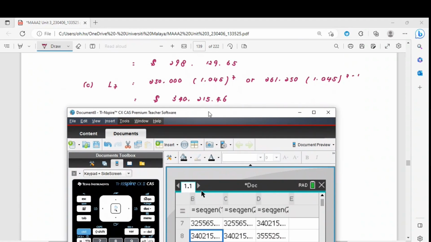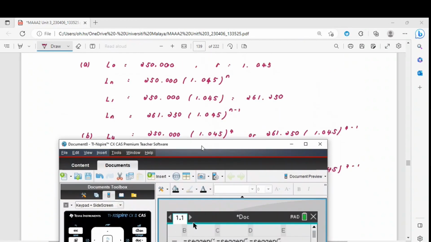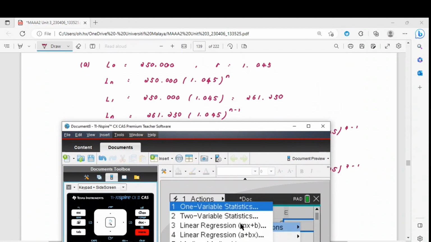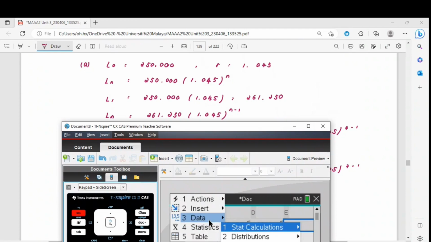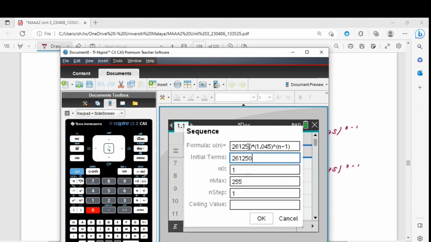We are going to do the same thing here. I just want to show you this. If you key in this way, there is no issue, because you are using T1, which is the normal way you use your calculator. I'm just going to put it in so that you see the sequence is the same. I'm not doing the recursive rule, because eventually it's the same. Multiply 1.045 power n minus 1, and the initial term. If you use this, your initial term is your 261,250, because you are using a times r power n minus 1, so the initial term definitely refers to the a here.